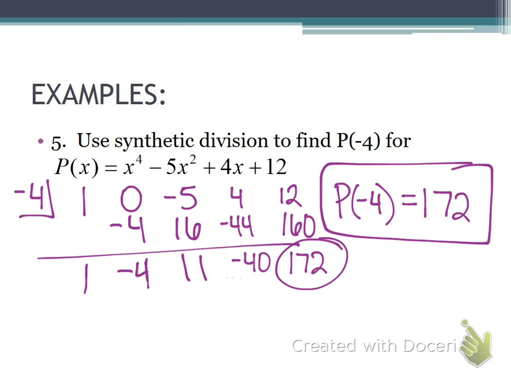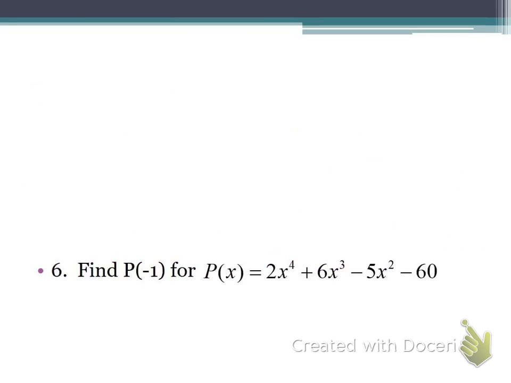Now on this type of problem, if you really wanted to check yourself, what could you do? Plug it in. You could actually plug negative 4 into those x's and see if you end up with 172 at the end. If you don't, then either something went wrong in your synthetic division, or something went wrong when you plugged in -4 for x. Those two ways of solving the problem should get you the same answer.